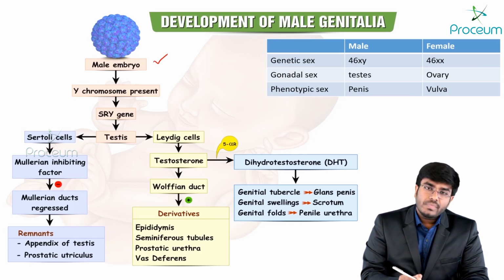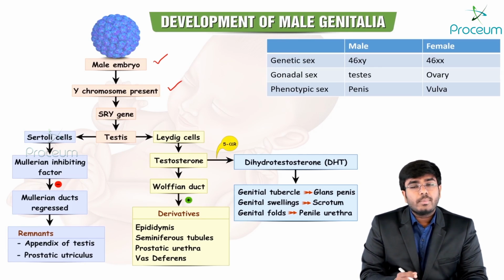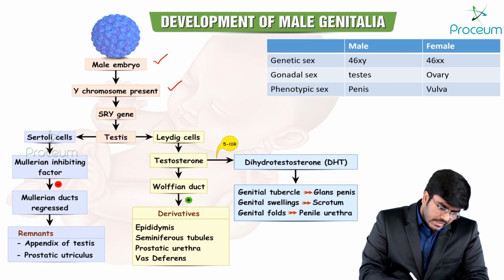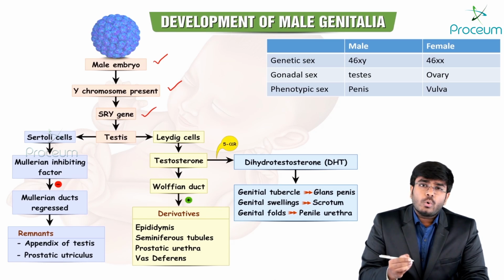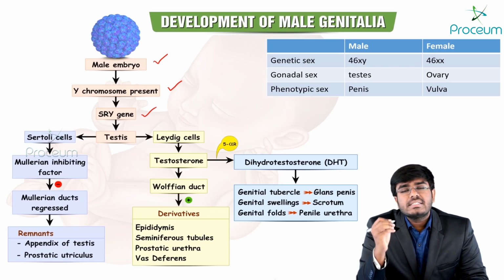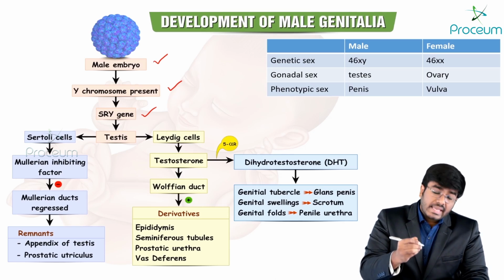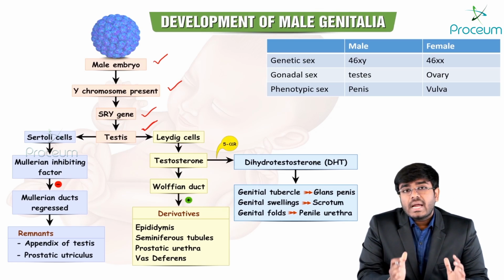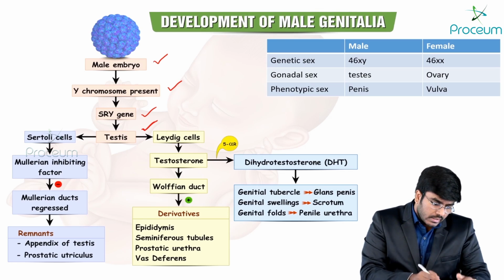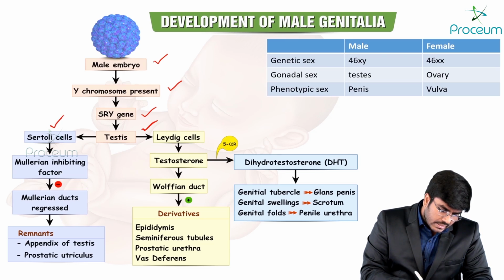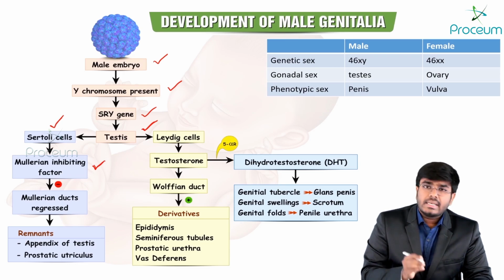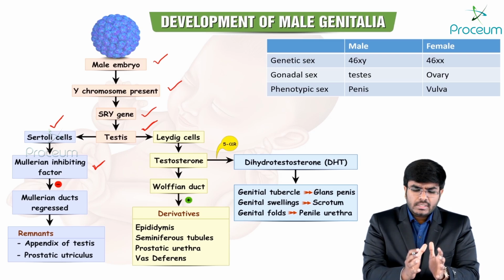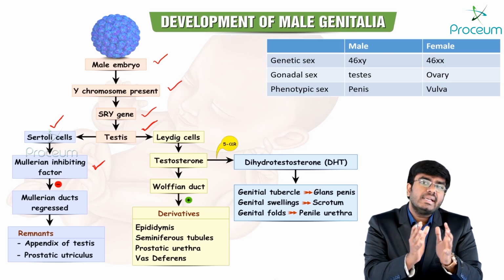Guys, in a male embryo, we all know that there is the presence of this Y chromosome. Why? Because males are XY. Because of the presence of this Y chromosome, there is this SRY gene, which is also known as the testis determining factor. This SRY gene is going to code for the development of testis. And in this testicular tissue, there are Sertoli cells, and these Sertoli cells make Mullerian inhibiting factor. In the name itself, it's very clear: this factor is going to inhibit the Mullerian ducts.